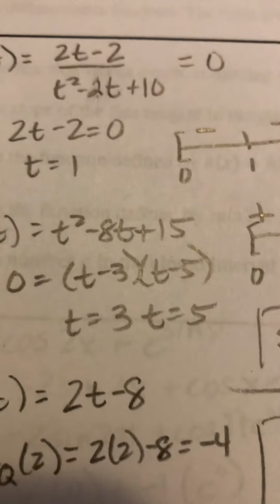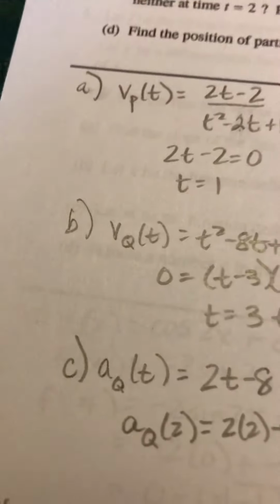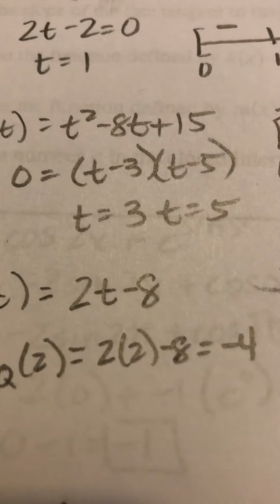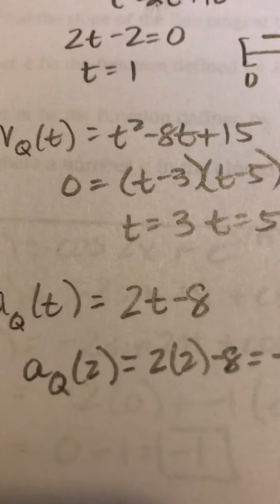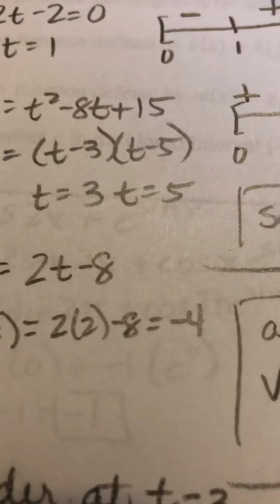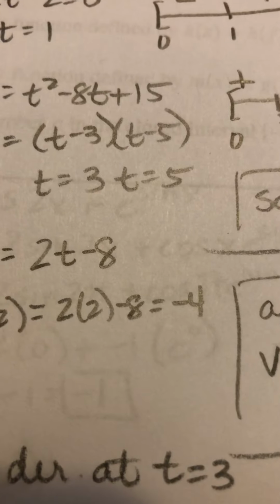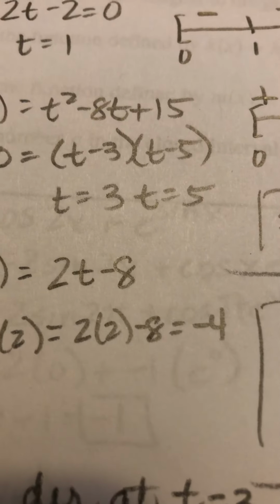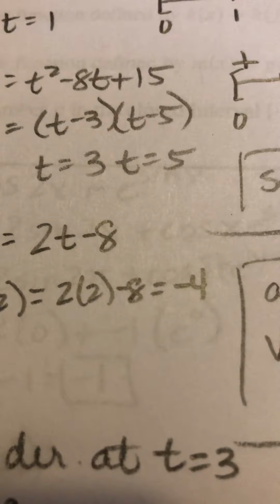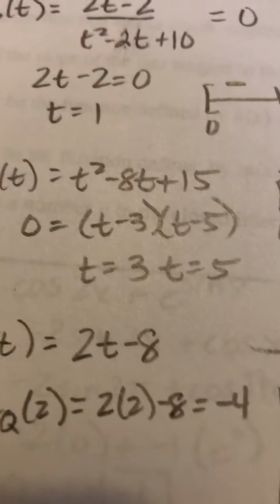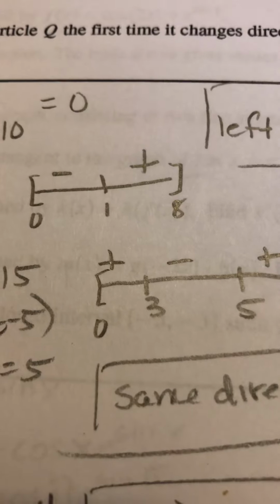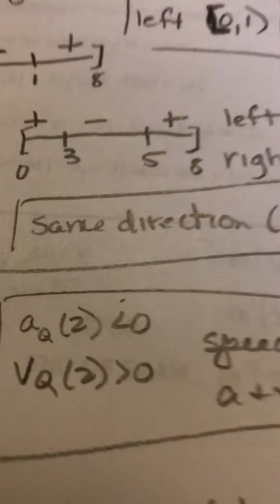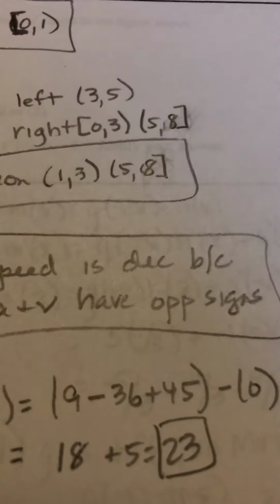For part C, find the acceleration of particle Q at time t equals 2. Acceleration, just take the derivative of the velocity. The derivative of the velocity of Q is just 2t minus 8. At time 2, sub in 2, and we get negative 4. And we want to know, is the speed increasing, decreasing, or neither at time t equals 2? And explain your reasoning. Well, since our acceleration is negative at 2, and we know from up here the velocity of Q at time t equals 2 is positive, the speed is decreasing because the acceleration and the velocity have opposite signs.